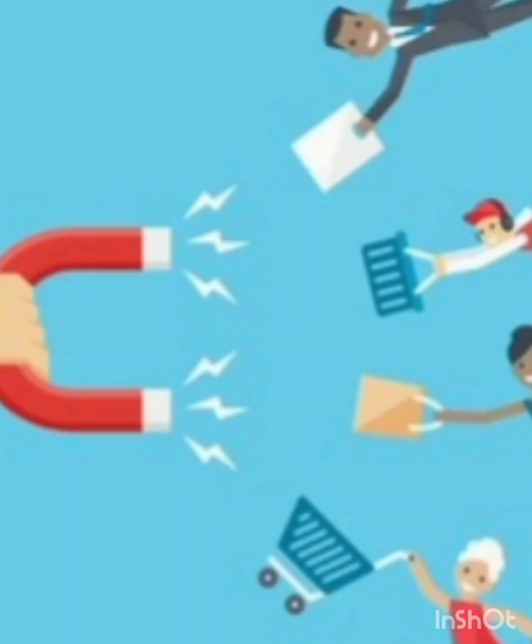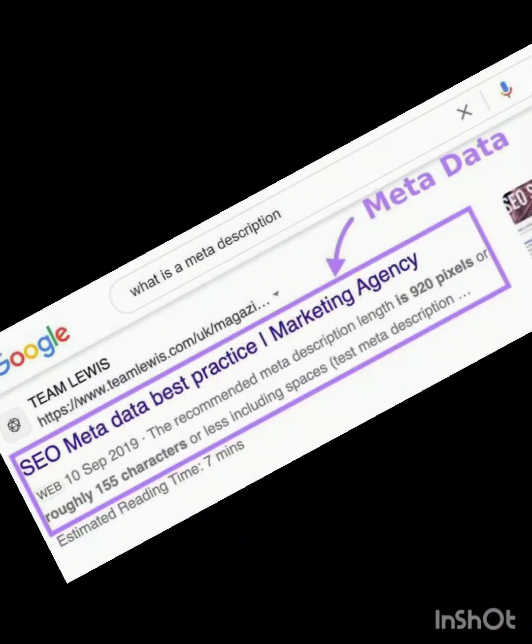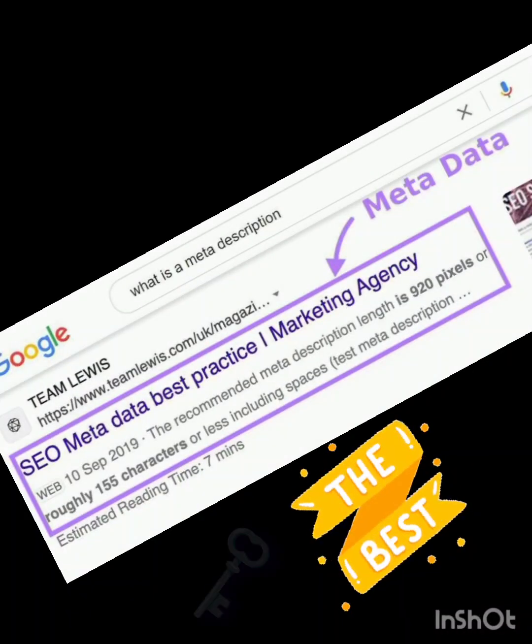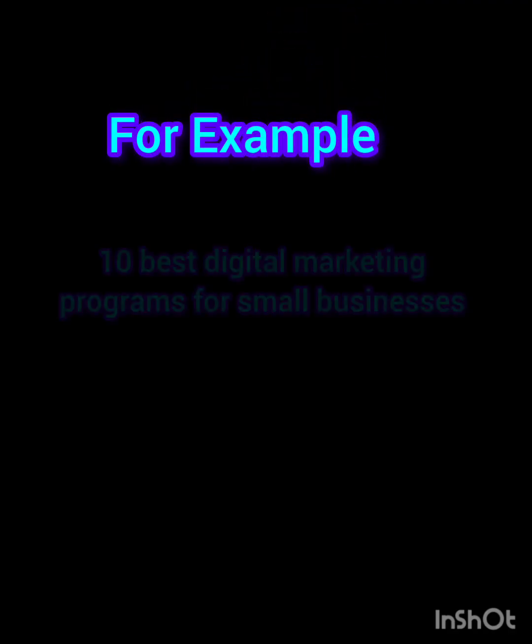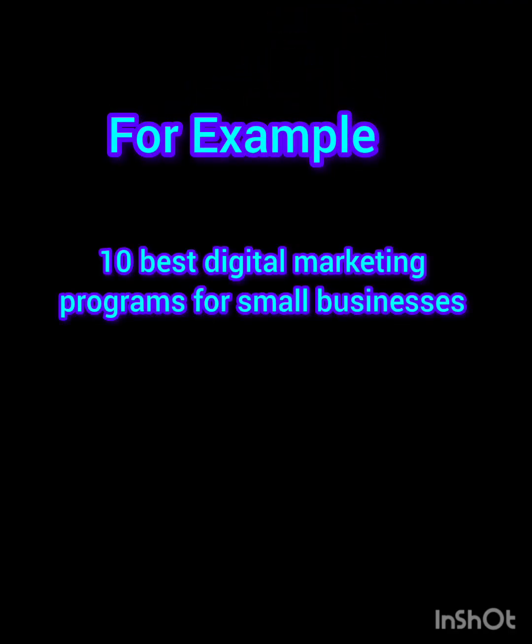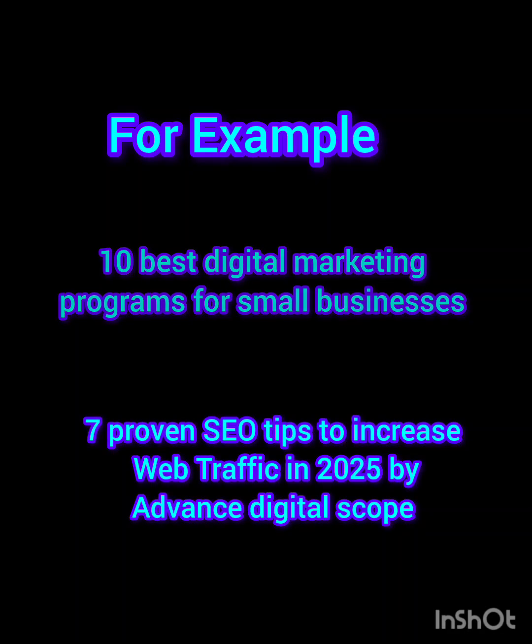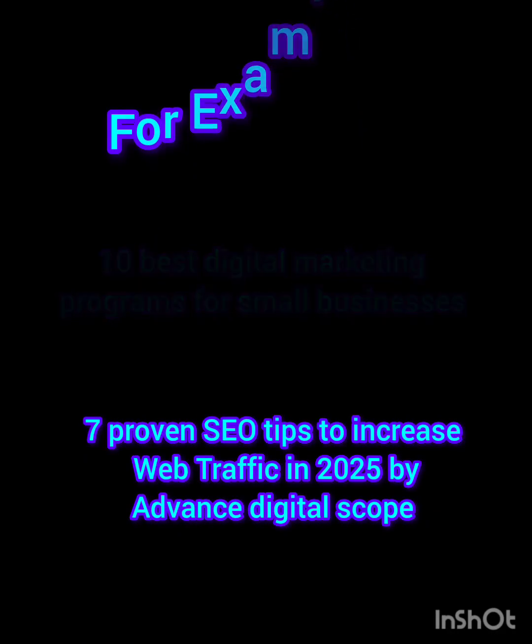For search engines, it is the best place to put your keyword prominence. So you should place keywords at the beginning of your meta title. It is the first thing a user sees in the search results. For example, 10 best digital marketing courses for small businesses, or 7 proven SEO tips to increase your web traffic in 2020 by Advanced Digital Scope. They are the meta titles. They are normally 60 characters or a maximum of 70 characters.